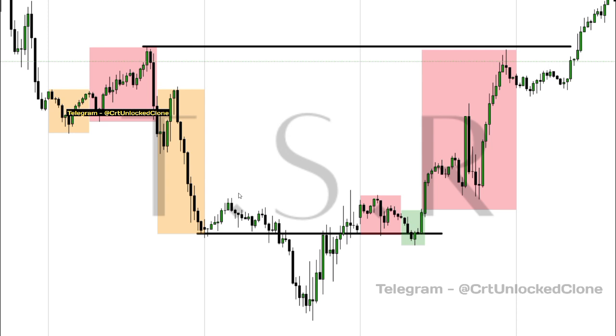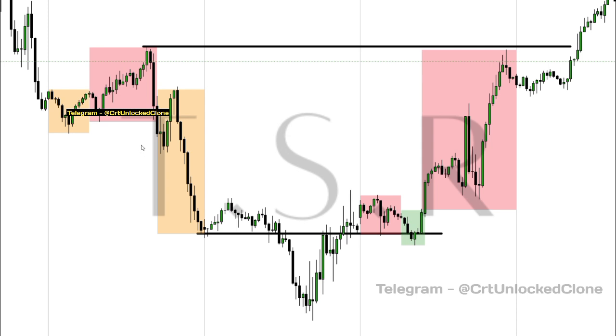Your goal should have been to catch a short into the CRT low and ultimately into that key level. Your goal on the accumulation day would be to catch a trade after the manipulation inside of the distribution candle. You can see a retracement into this fair value gap, entry short.